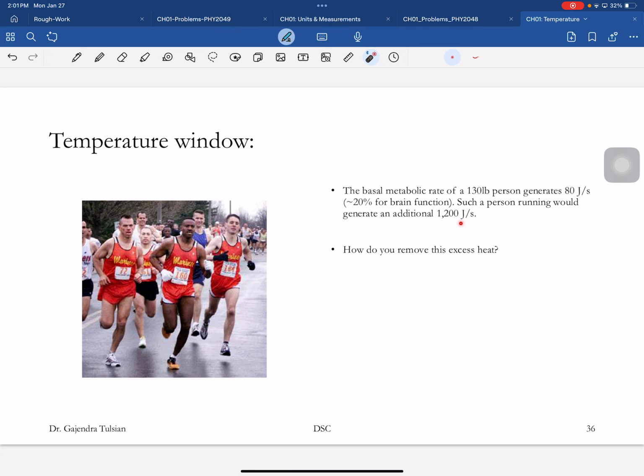Let's send you for a run. And now suddenly you're producing 1,500 joules per second. You've got to get rid of 1,500 joules per second. Your air conditioning has to operate 15 times harder, just like that. Ask this air conditioner to work 15 times harder.